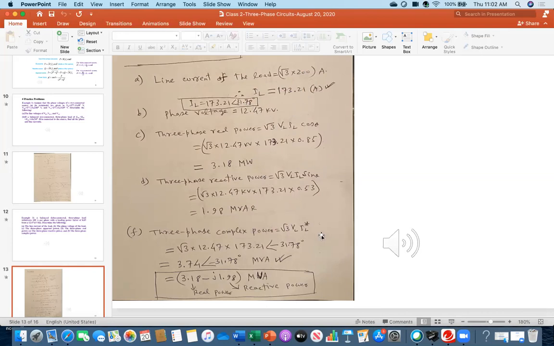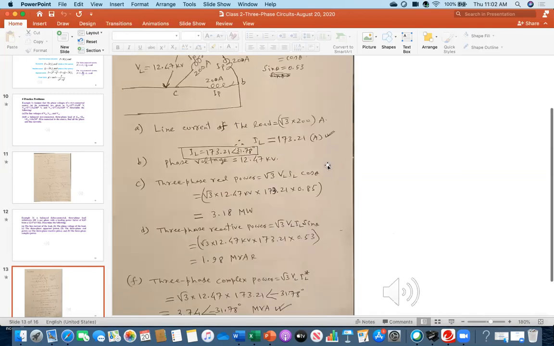So everybody fine so far? I have one small question. I'm so sorry. It was for part D, for the sine. Did you use the power factor to be able to find it? Oh, this sine theta? Yes, sir.